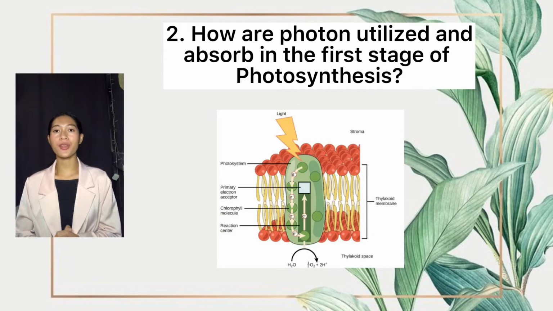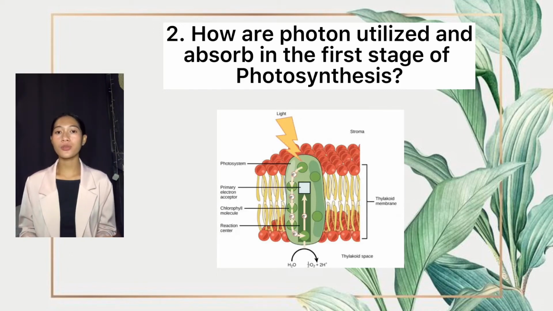Number 2. How are photons utilized and absorbed in the first place of photosynthesis? The overall purpose of the light-dependent reactions is to convert light energy into chemical energy. This chemical energy will be used by the Calvin cycle to fuel the assembly of sugar molecules.